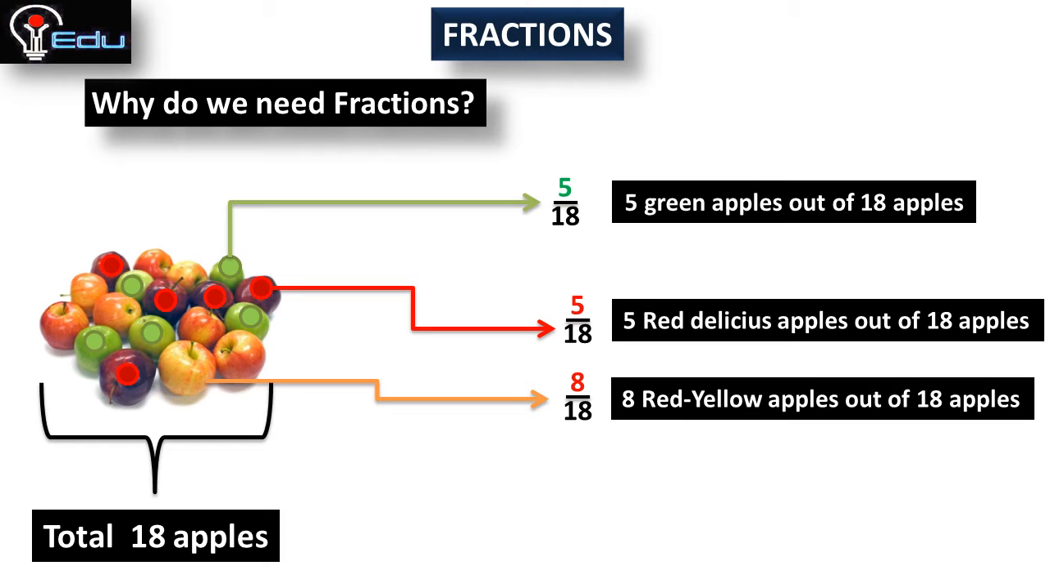So here, to represent some group of items in the whole group, such as red apples and green apples, we require fractions. So this is the need for fractions: to represent the items in a whole group of different items.